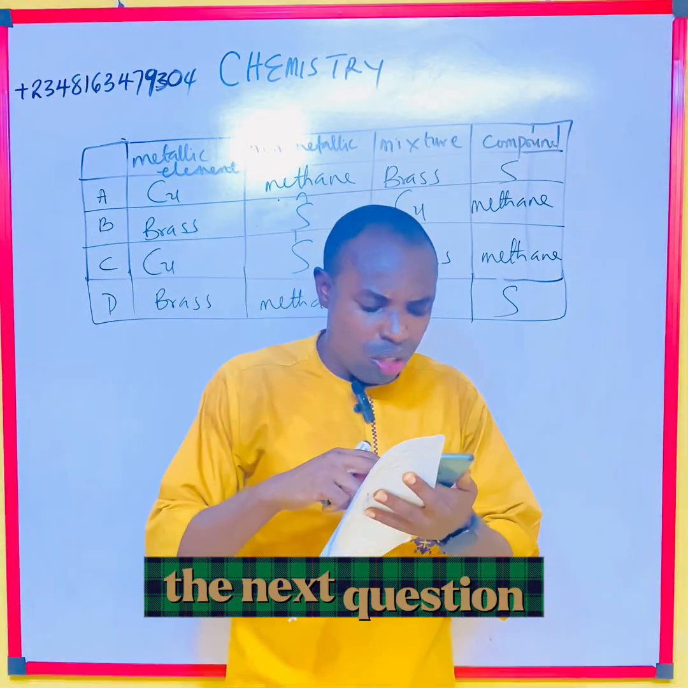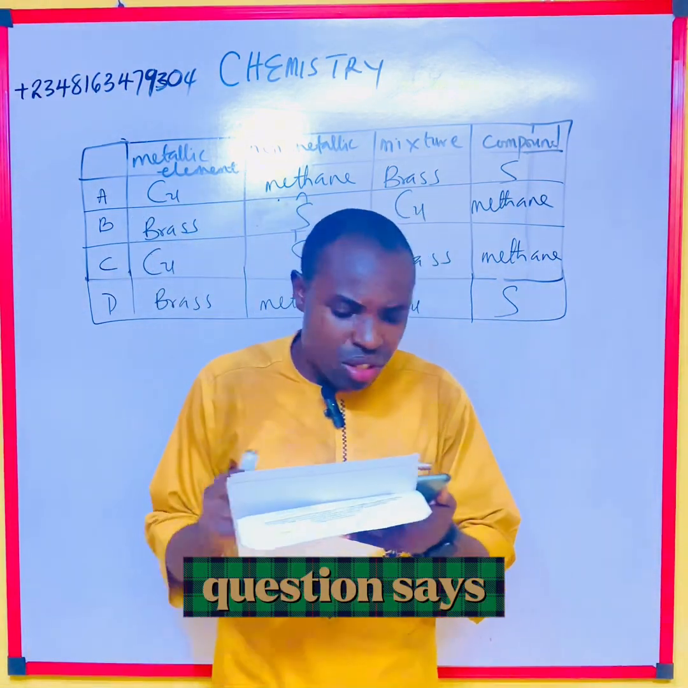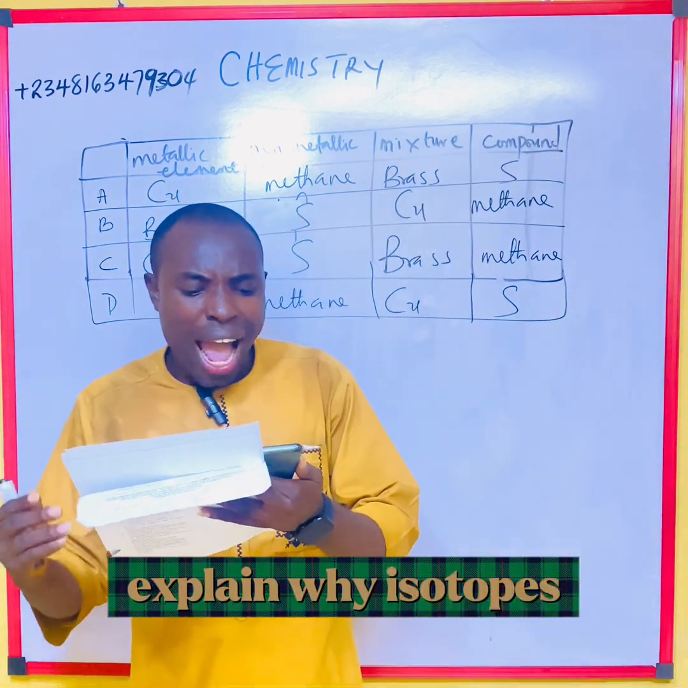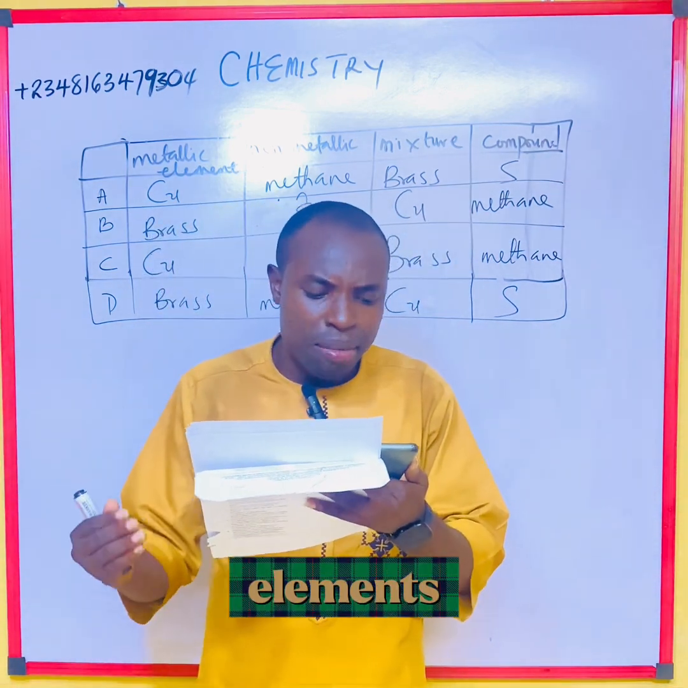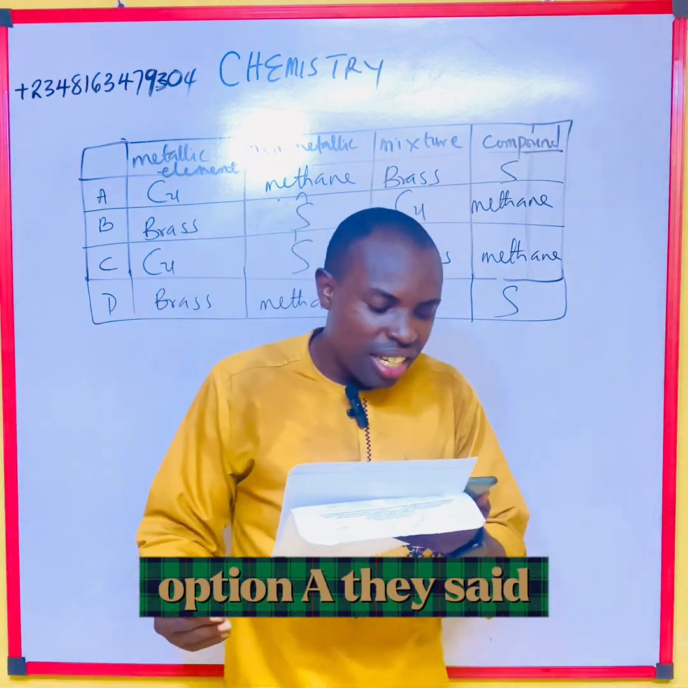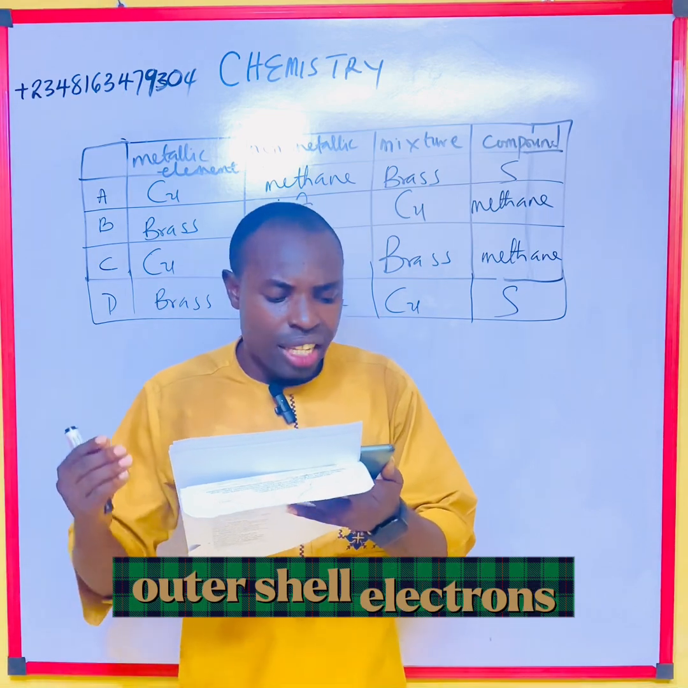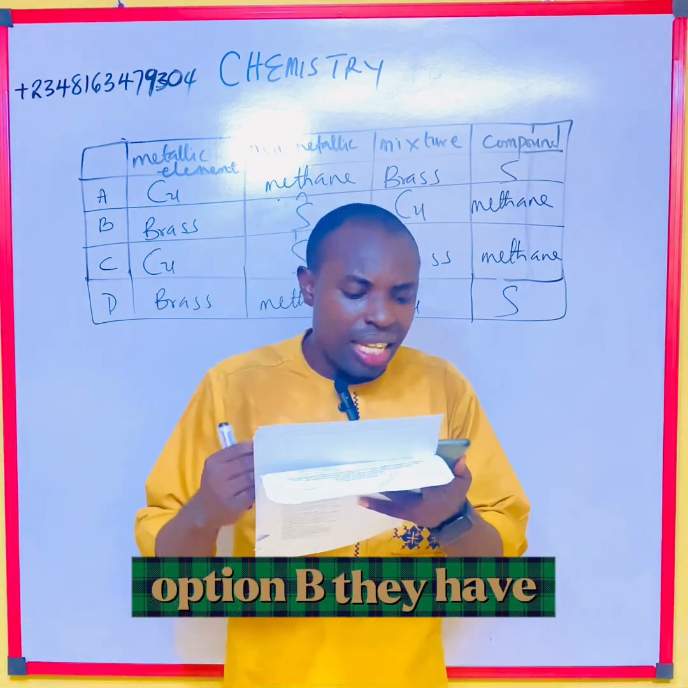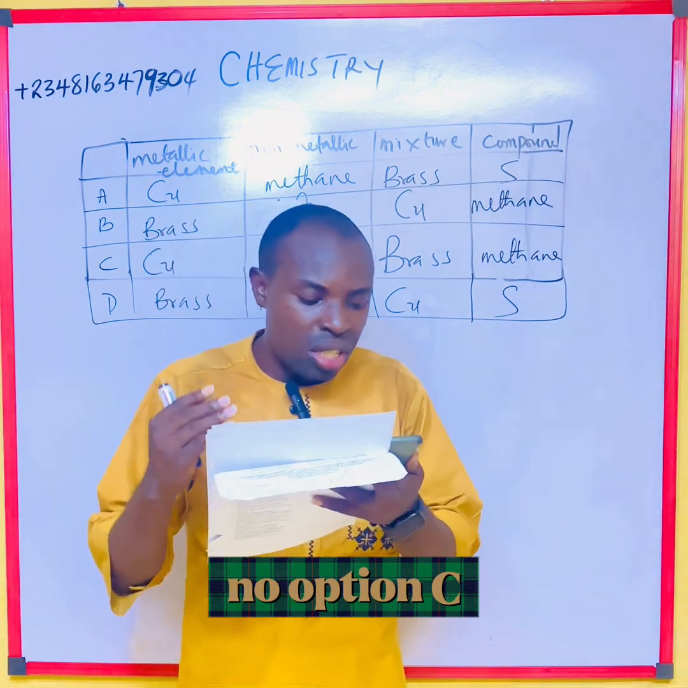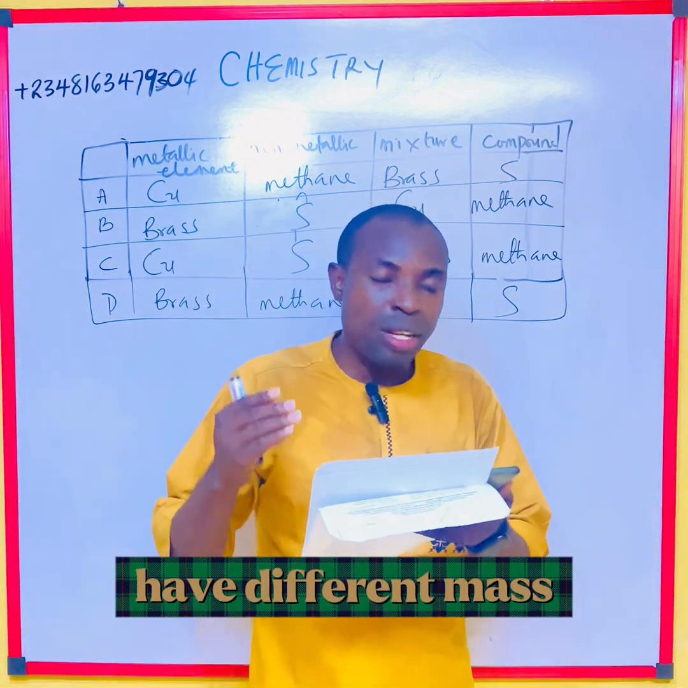We'll move to the next question without wasting time. Now, the next question says, follow me, which statement explains why isotopes of the same element have the same chemical properties? Option A, they have the same number of outer shell electrons. Option B, they have the same number of neutrons. No. Option C, they have different number of protons. Option D, they have different mass number.